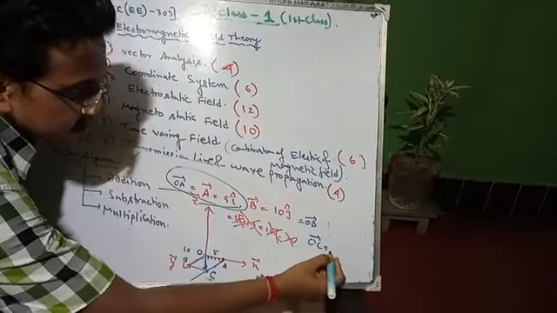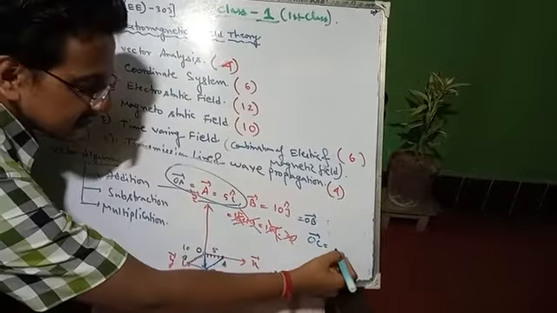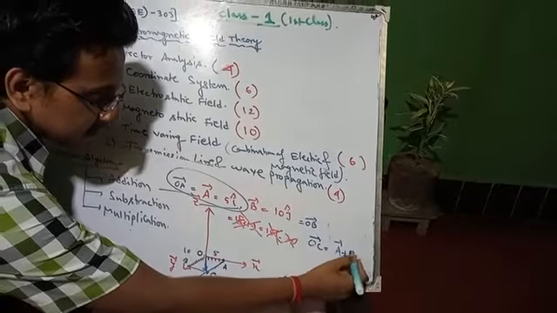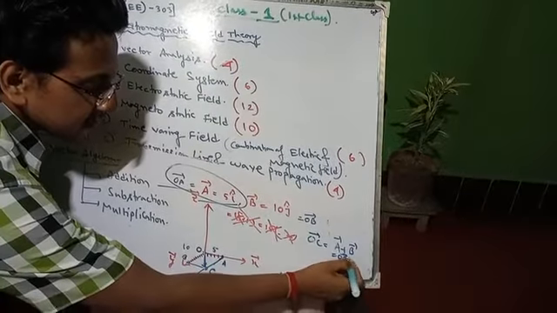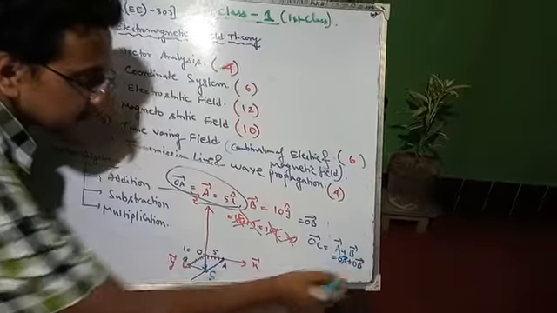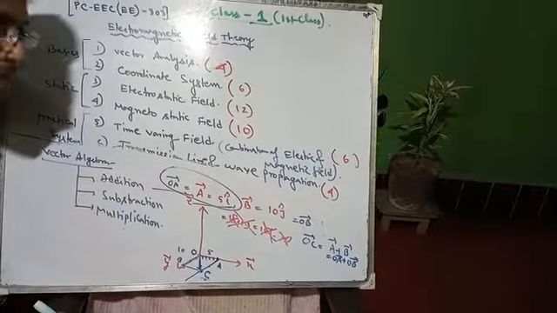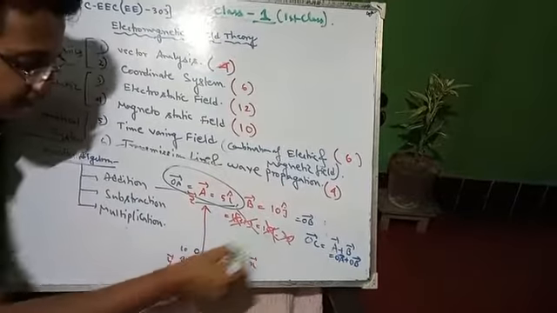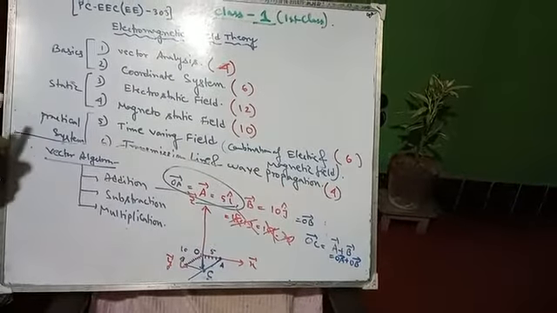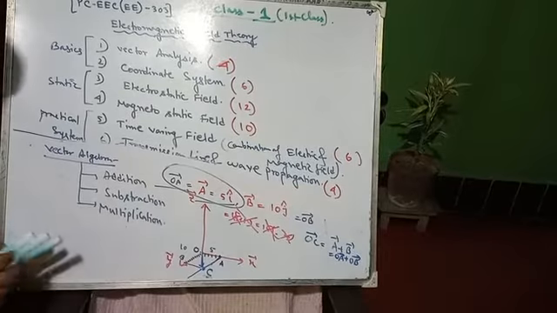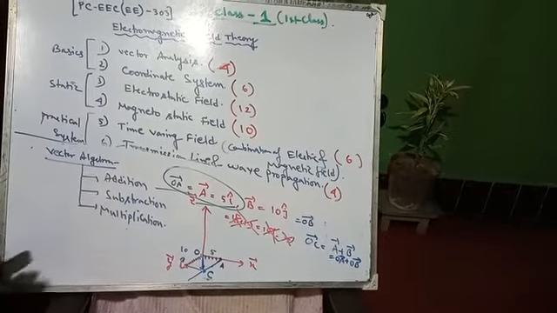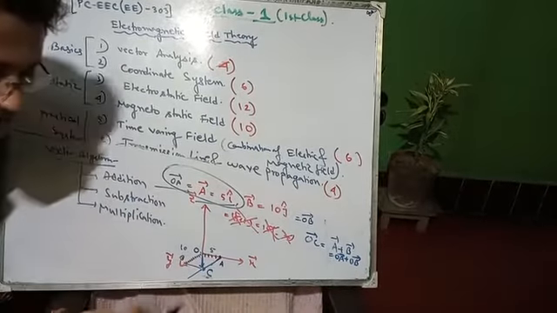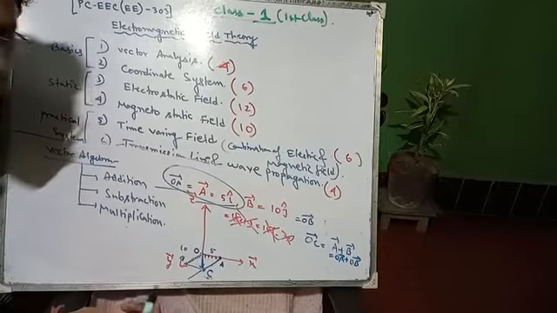The OC vector will be your resultant, that is A vector plus B vector, or you can write OA vector plus OB vector. So this is how we add, but it is geometrical. How do we find the value mathematically? There will be a formula.